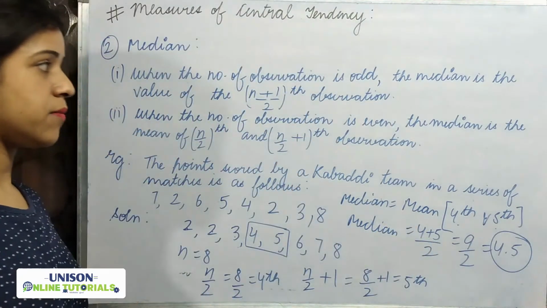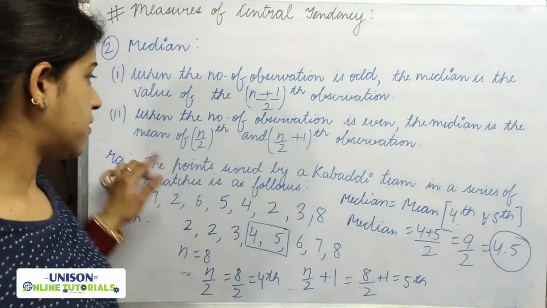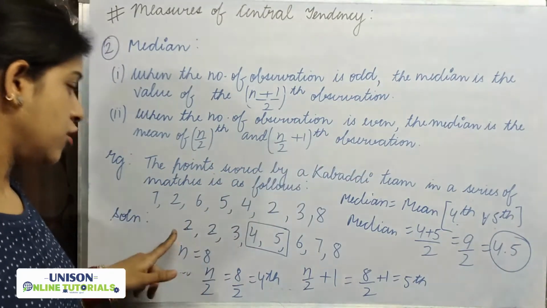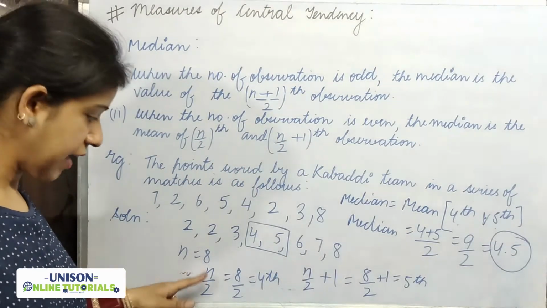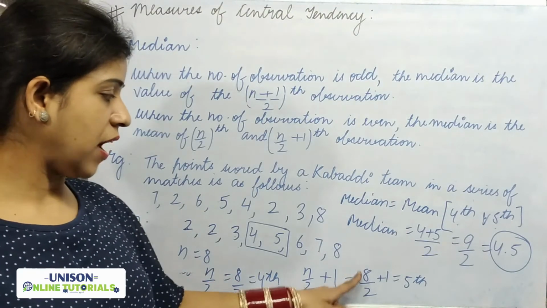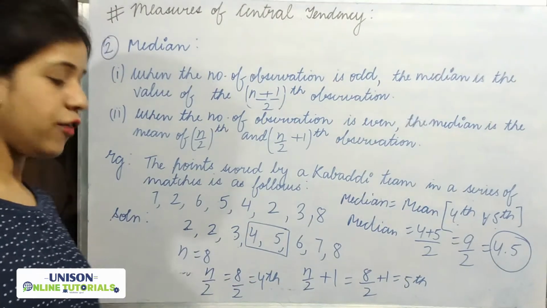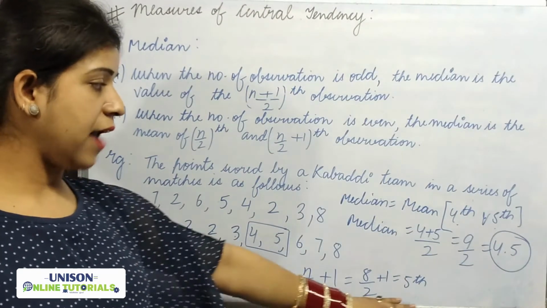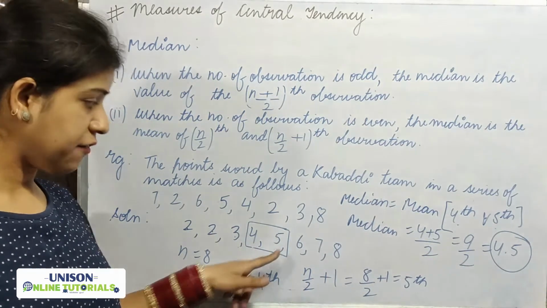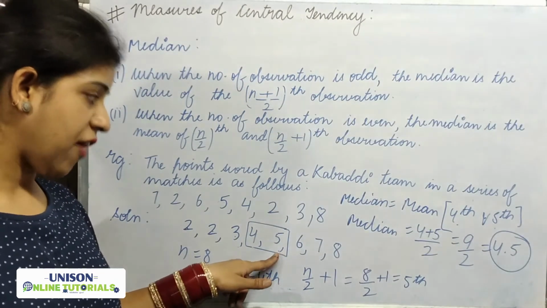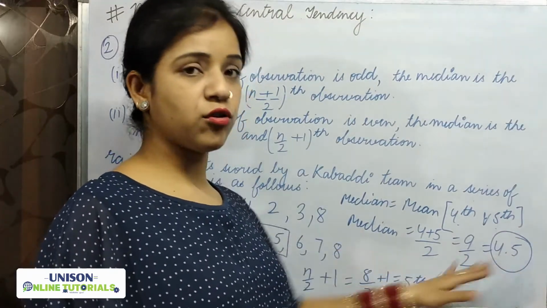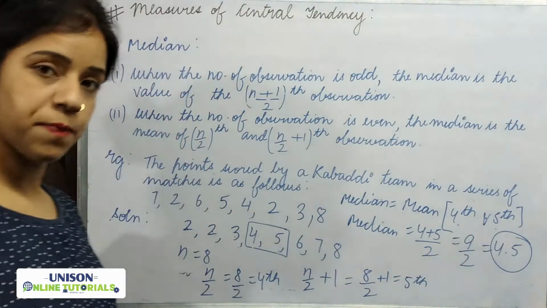So when the number of observations is even, the median is the mean of the n by 2 and n by 2 plus 1 observations. So in this case n is 8, and n by 2 is the 4th observation. Similarly n by 2 plus 1 is the 5th observation. Now we have to find the mean of the 4th and 5th observations. So here the 4th observation is 4 and the 5th observation is 5. So we have to find the mean of 4 and 5, which is 4.5. So in this case the median is 4.5.